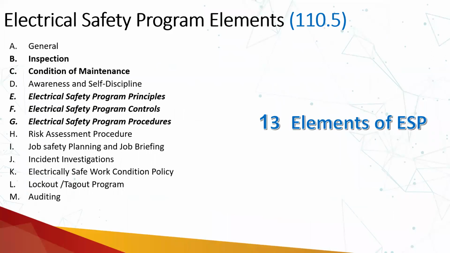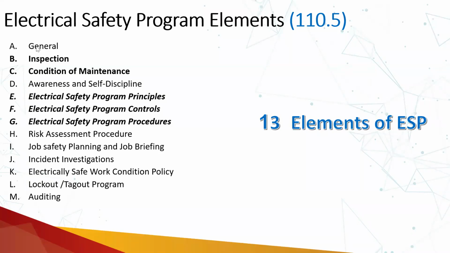In the last session, we started with the topic of electrical safety program based on Article 105 and Article 110. We discussed that there are around 13 elements of electrical safety program, and those 13 elements you can find in your Article 110.5 under electrical safety program elements.